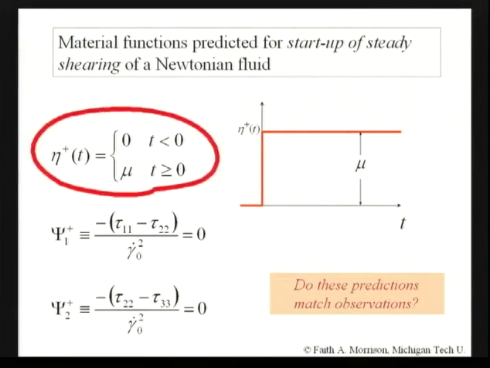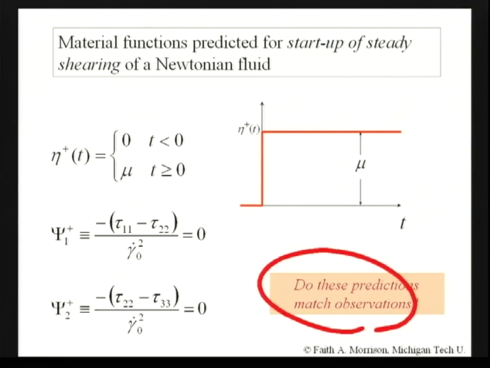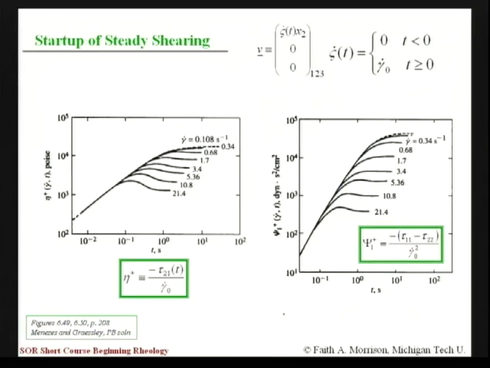All right, so here's the summary, which is correct. This is now written in functional form. This is the stress growth function for steady shearing of a Newtonian fluid. And it jumps up to a constant value instantly at time t equals 0. And it predicts no normal stress coefficients. Do these predictions match observations? The answer is no, not for polymers. Yes for non-polymers, no, not for polymers.